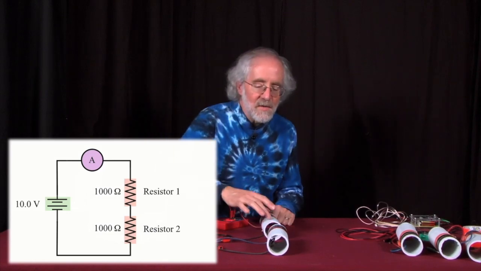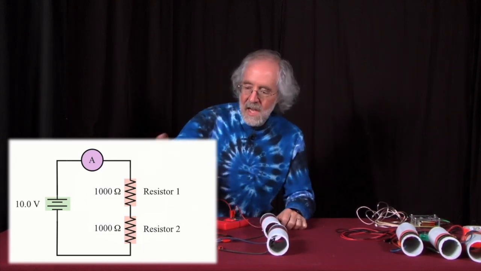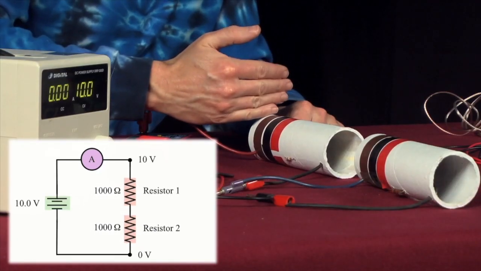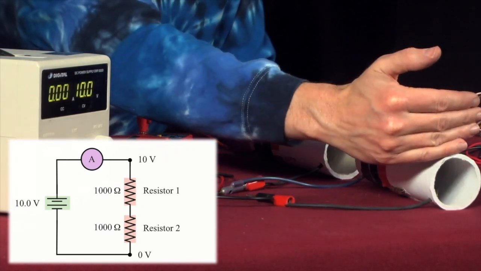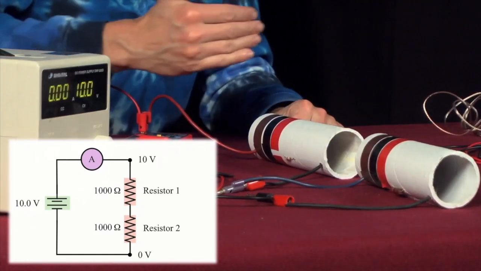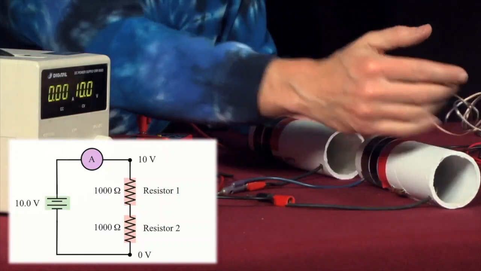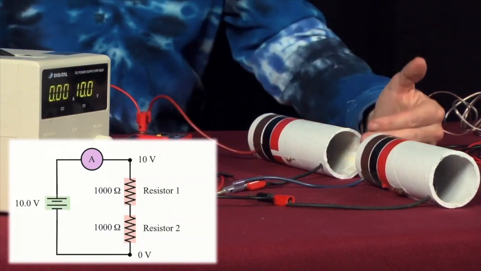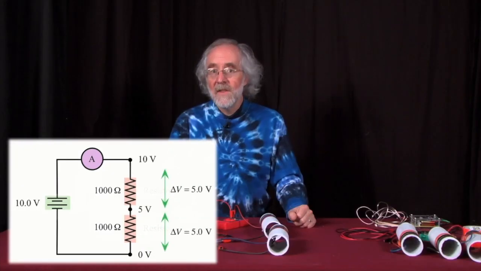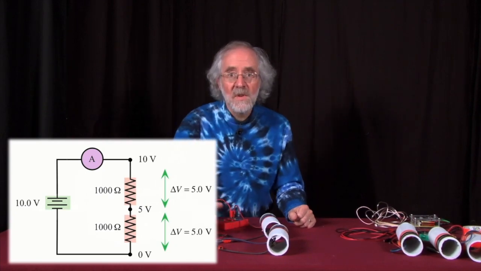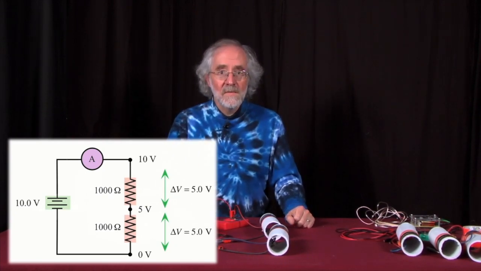Think about it. These are identical. It's 10 volts from the power supply, 10 volts right here, and 0 volts right here, the negative end of the power supply. 10 volts, 0 volts, two identical resistors. What's the voltage at the midpoint? 5 volts. And if we measure, the voltage right here is 5 volts.